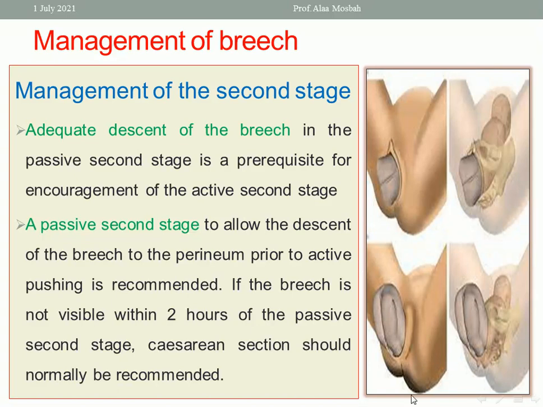If the breech is not visible within 2 hours of the passive second stage, cesarean section should normally be recommended. As you see in the picture, this is the descent of the breech till reaching the perineum and getting out.